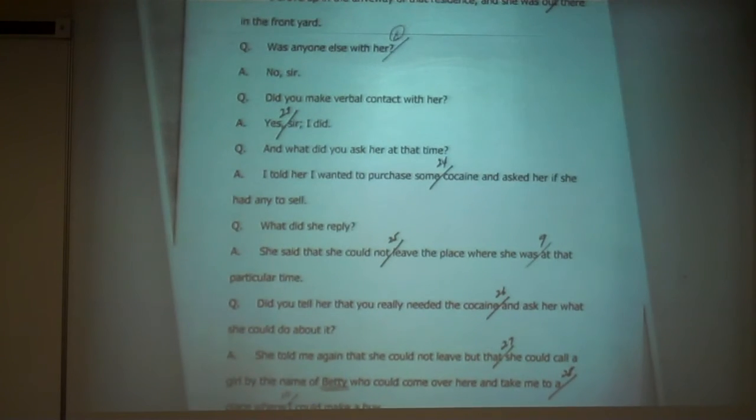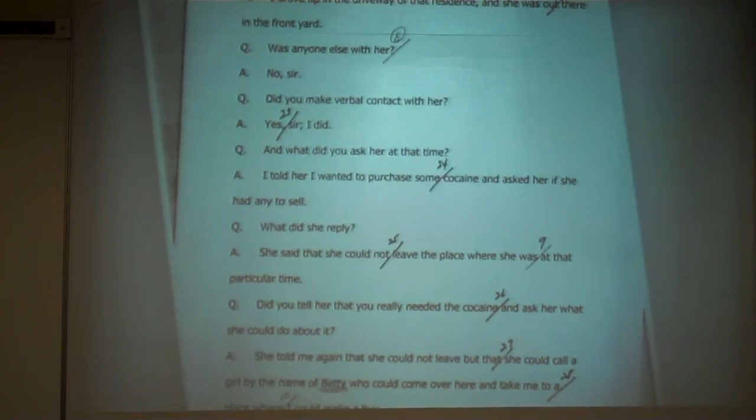This page is crooked. Now, some of these commas, in my opinion, and I'm not an English major, but I was a court reporter for 20 years. I drove up in the driveway of that residence and she was out there in the front yard. I don't know why that comma's there, personally. I probably would have left it out.